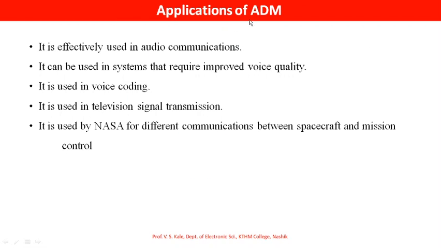Let us see the applications of adaptive delta modulation. It is effectively used in audio communications. It can be used in systems that require improved voice quality. It is used in voice coding. It is used in television signal transmission. It is used by NASA for different communications between spacecraft and mission control. So these are the number of applications of ADM.